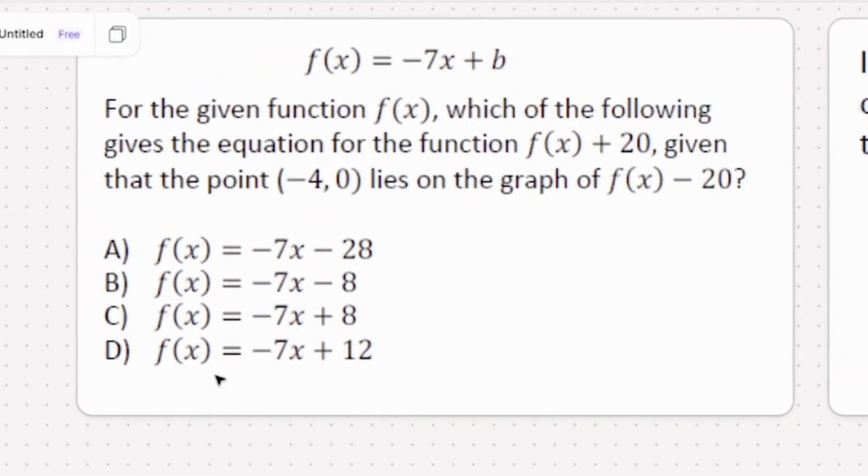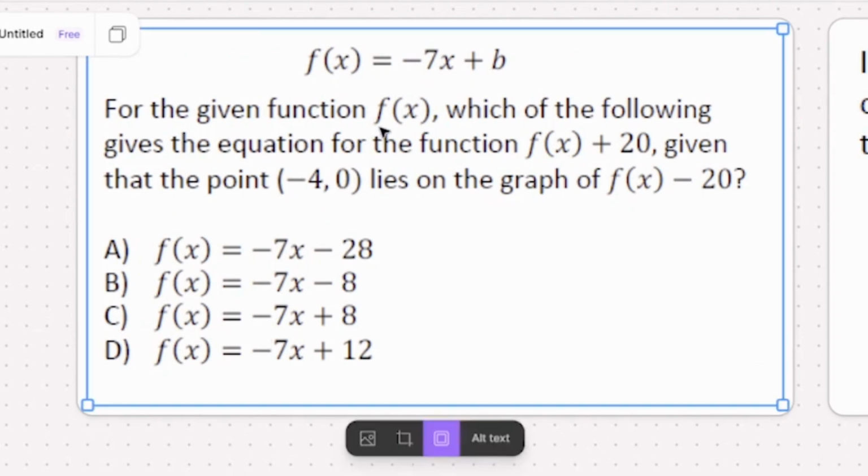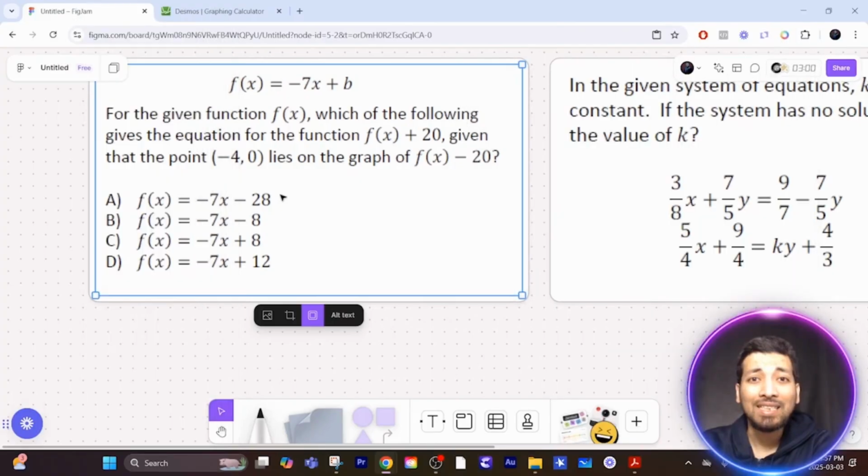If we look at here, for this first problem, we see that we have f of x is equal to negative 7x plus b. For the given function f of x, which of the following gives the equation for the function f of x plus 20, given that the point negative 4, 0 lies on the graph of f of x minus 20. So this is a problem involving transformation. Now, let's see how we can tackle this problem easily.